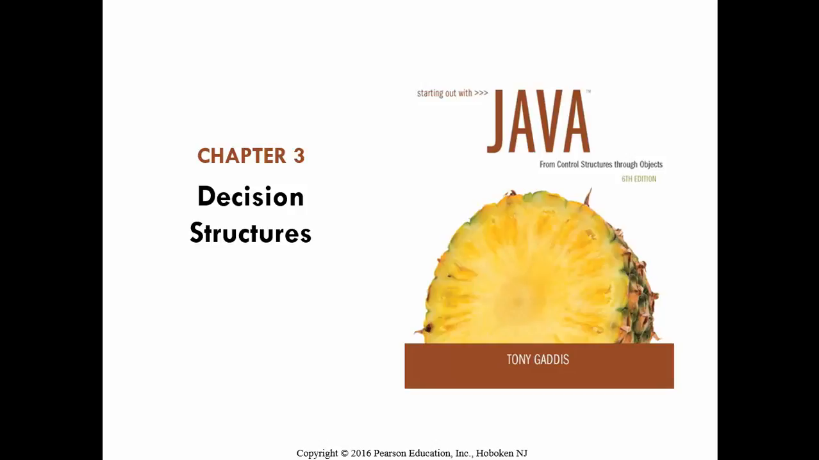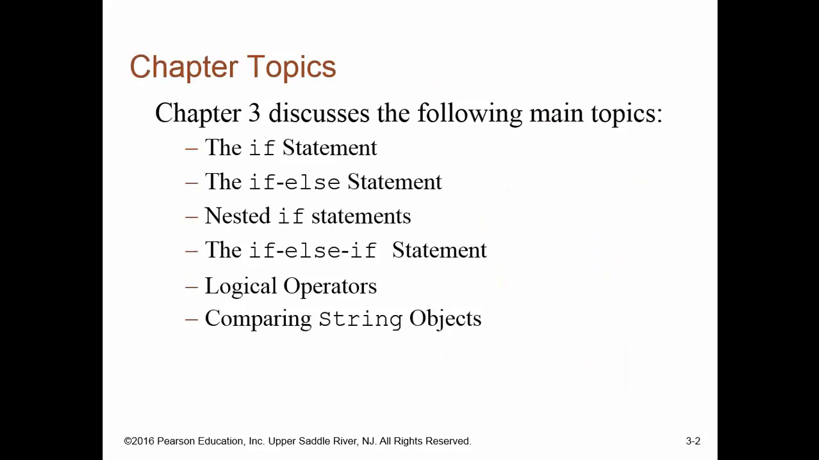Now I'm going to go into Chapter 3, which talks about the decision structures of JavaScript. Next we'll go into Chapter 4, and Chapter 4 is on the different looping constructs, so you know where we are and where we're going.